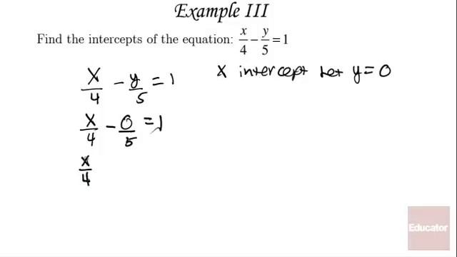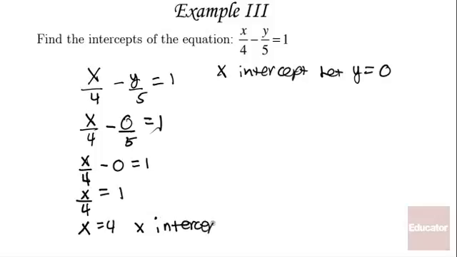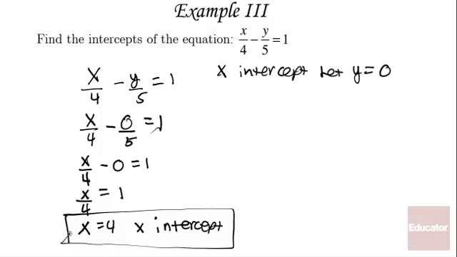So x over 4, and this is going to be minus 0, equals 1. To move this 4 out of the denominator, I just multiply both sides times 4, and I get x equals 4. So this is the x-intercept. So the x-intercept is 4.